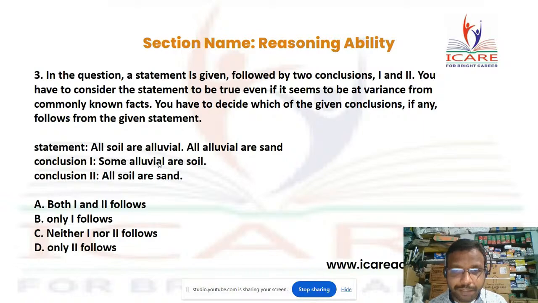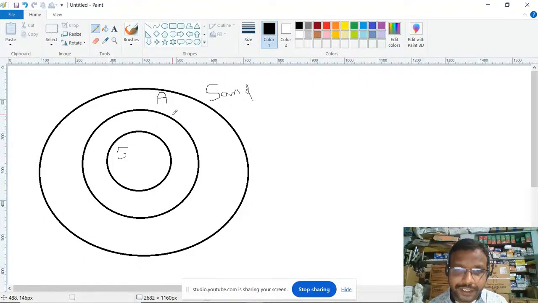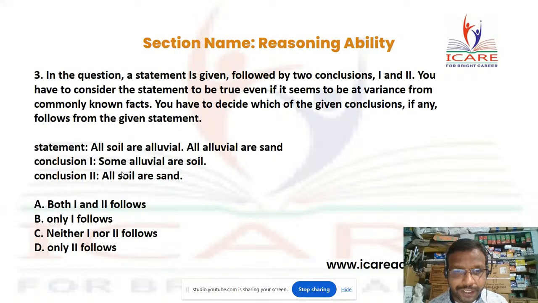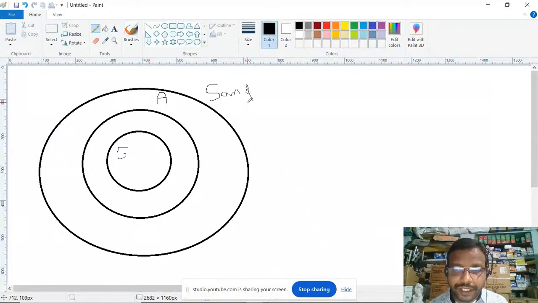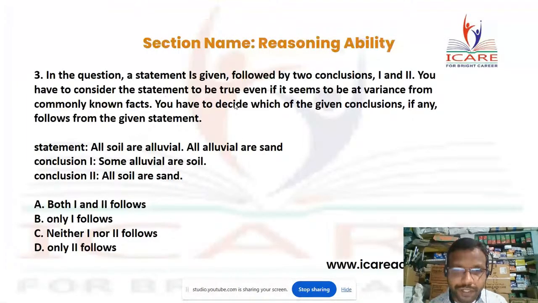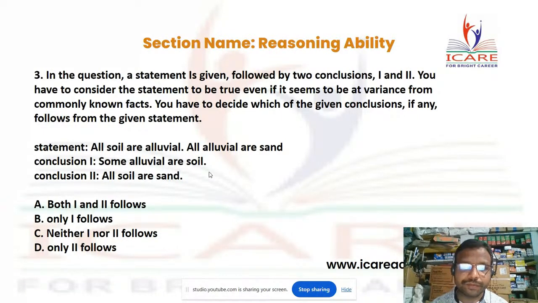Conclusion one. Some alluvial are soil. Yes, some alluvial are soil. It's true. Second one, all soil are sand. Yes, soil is a smaller set, a subset of the sand also. So definitely all soil should be sand. So conclusion 1 follows and conclusion 2 also follows. So what is the answer here? Both the conclusions 1 and 2 follow. Clear?